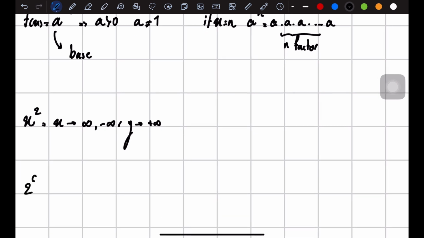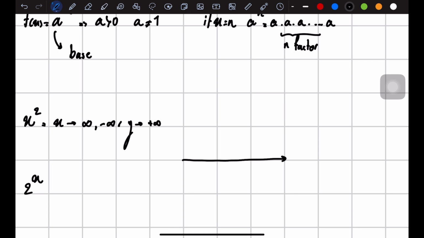But the exponential function is quite different. It's, for example, 2 to the power of x. As x approaches infinity, y also approaches infinity, and it grows rapidly in comparison to the power functions. And as x approaches negative infinity, y approaches 0. If we want to show it in a diagram, this is how I show it.